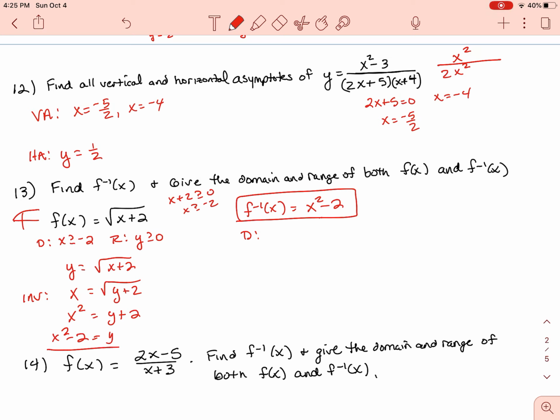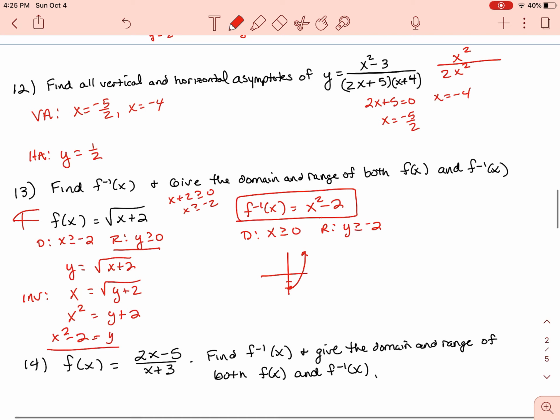Remember, we have to base it back on the original function. The domain will be equal to what the range of the first function was before we took the inverse. So the domain will be x greater than or equal to 0, and the range will be y greater than or equal to negative 2. So basically, as you know, x squared minus 2 is a parabola, but only the right half of the parabola is f inverse of x. And then f of x was the square root of x plus 2. So that was this, and you can see that they are the inverses of each other.